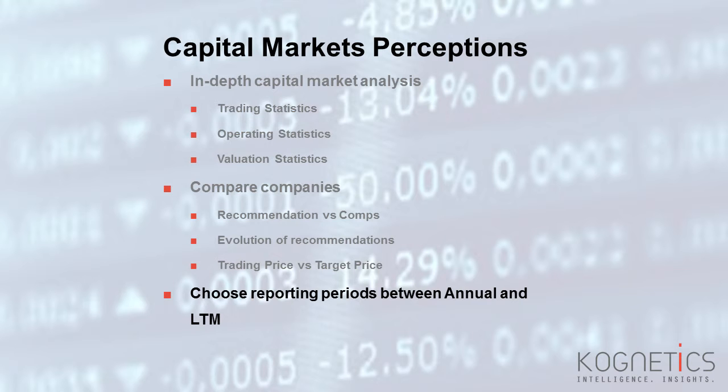Not every company reports results on a calendar year basis, so it's very easy to put everything on a last 12 months basis to get comparisons between companies with different fiscal years. And last, it's easy to refresh and edit the charts. So as I build the charts, I can edit them. And if I make a mistake, I can just go back and recreate it. Very easy. Let's get started with how to do capital market perception analysis.